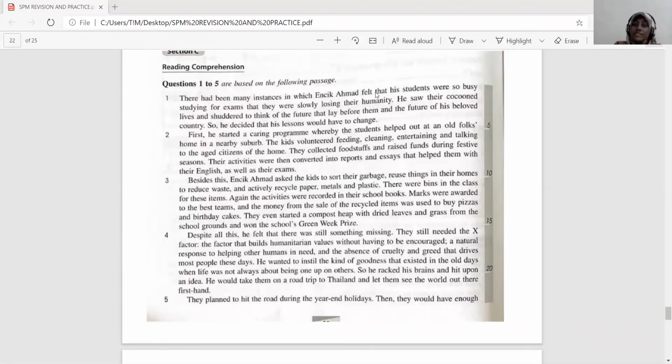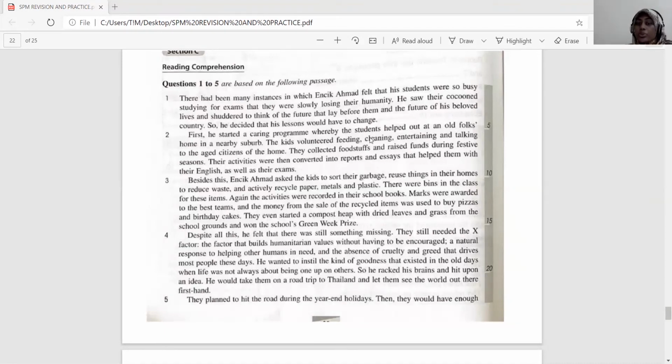So basically, Encik Ahmad is a teacher and he worried that the kids are only focusing on exam, the lesson, while not focusing on the future. First, he started a caring program whereby the students help out the old folks home in a nearby suburb. Suburban means lebih kurang between kampung dan bandar. Okay, it's in the middle. The kids volunteered feeding, cleaning, entertaining and talking to each citizen of the home. Okay, so this is the humanity program. The love you show towards other people is humanity.